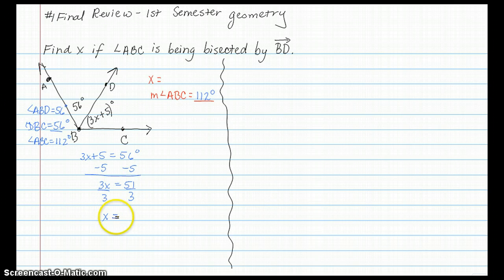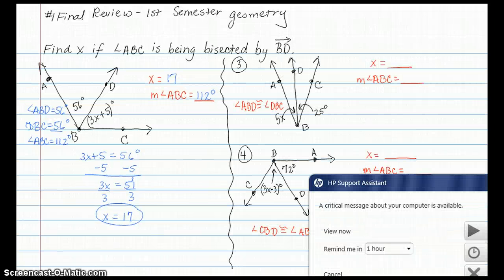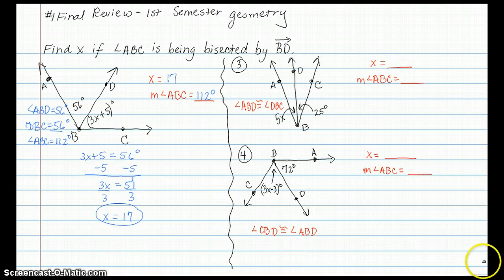Using the division property of equality, 3 goes into 5 one time with a remainder of 2. Put that little 2 there. 3 goes into 21 7 times. X equals 17. Now you're going to go ahead and write down the next two problems, number 3 and 4. You're going to do them. Once you're finished with them, turn the recording back on and check your answers, fixing anything that's incorrect. Okay, so go ahead and write down the problems.